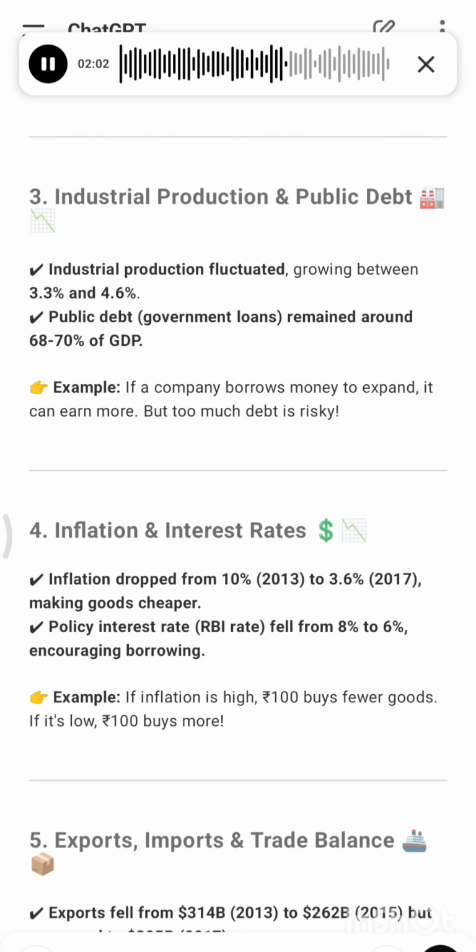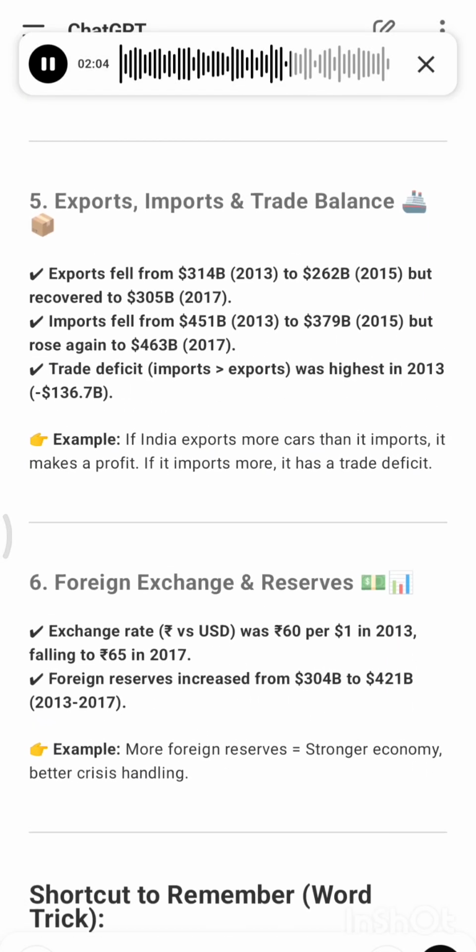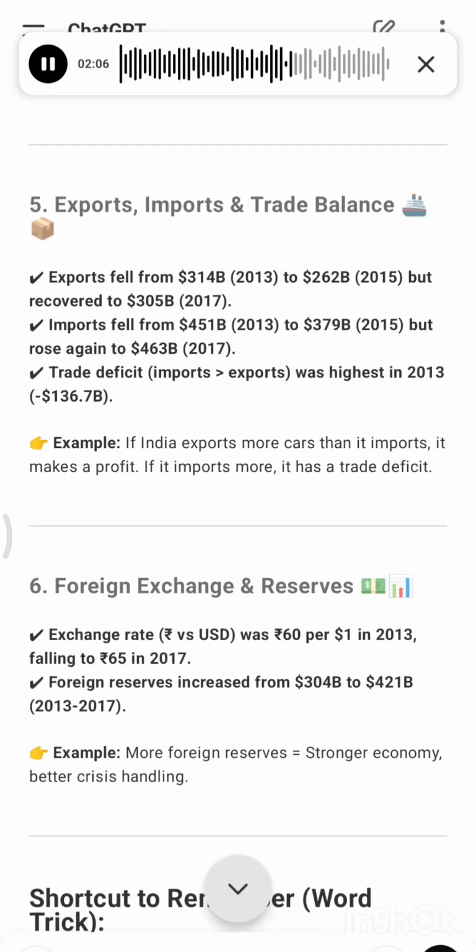5. Exports, imports, and trade balance. Exports fell from 314 billion in 2013 to 262 billion in 2015, but recovered to 305 billion in 2017. Imports fell from 451 billion in 2013 to 379 billion in 2015, but rose again to 463 in 2017. Trade deficit, imports minus exports, was highest in 2013, 136.7 billion. Example, if India exports more cars than it imports, it makes a profit. If it imports more, it has a trade deficit.